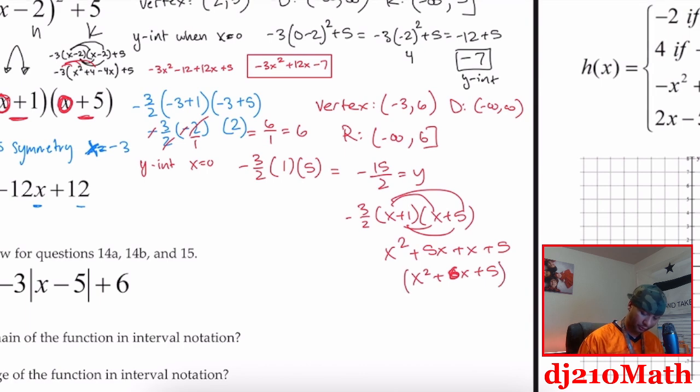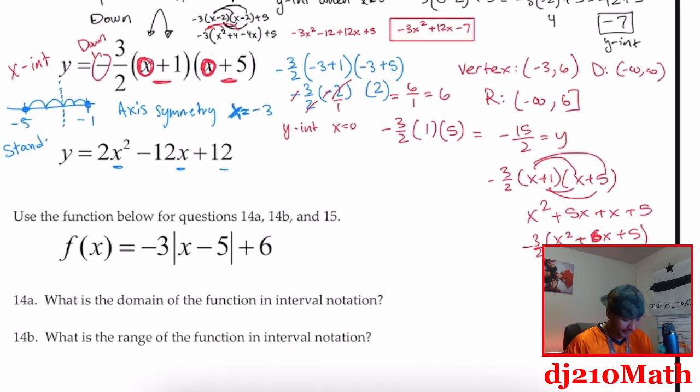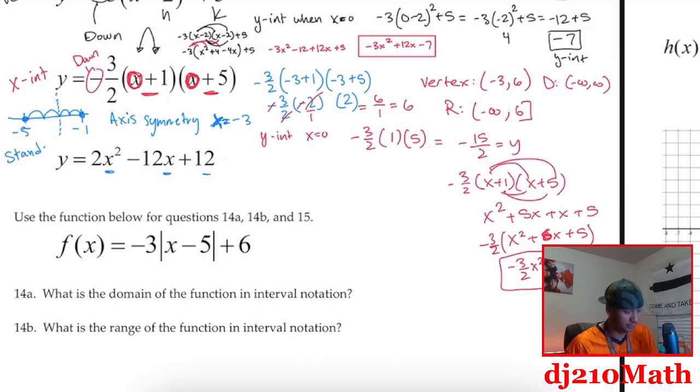So negative 3/2 will distribute. We'll get negative 3/2 x squared minus, when you distribute that, 3 times 6 is 18, 18 divided by 2 is 9, so 9x, and then minus 15 over 2. So there's the standard version. Okay, the last one. It's already in standard version, so cool, I'm going to do nothing.